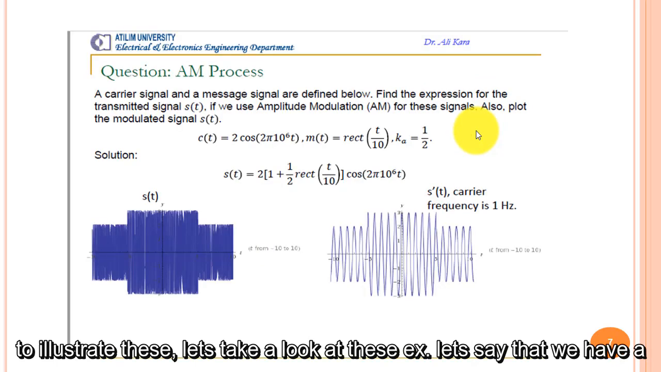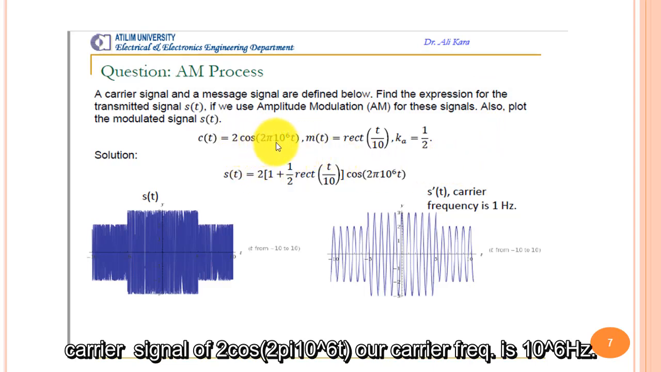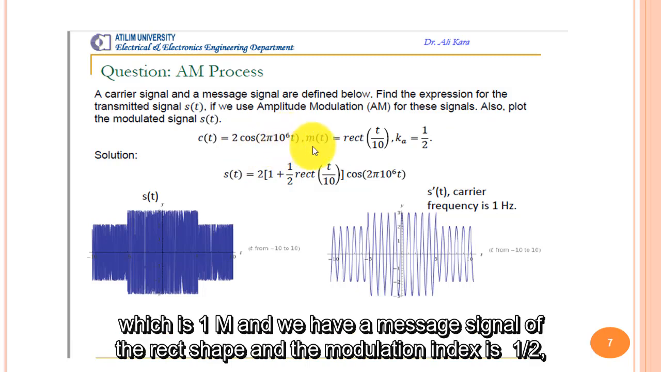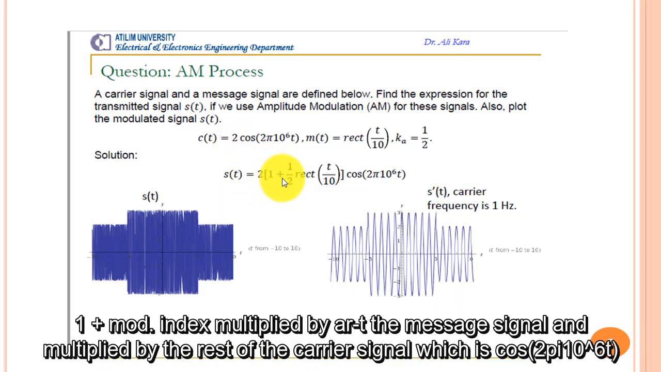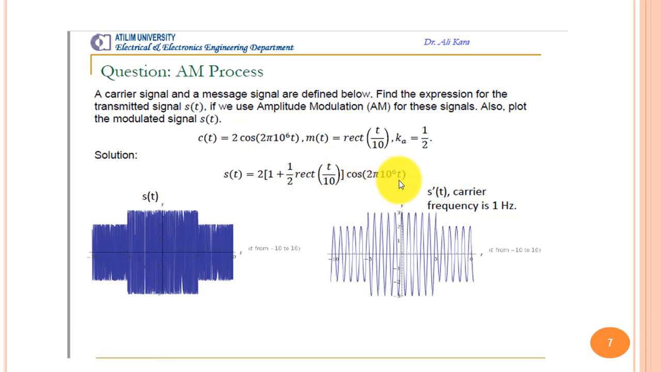To illustrate this, let's take a look at this example. Let's say that we have a carrier signal of 2 cosine 2π times 10 to the power 6 t, where our carrier frequency is 10 to the power 6 Hertz, which is 1 megahertz, and we have a message signal of rectangle shape, and the modulation index is 1 over 2. So our resulting modulated signal is going to be 2, which is the amplitude of the carrier, times 1 plus the modulation index multiplied by the message signal, and multiplied by the rest of the carrier signal, which is cosine 2π times 10 to the power 6 t.